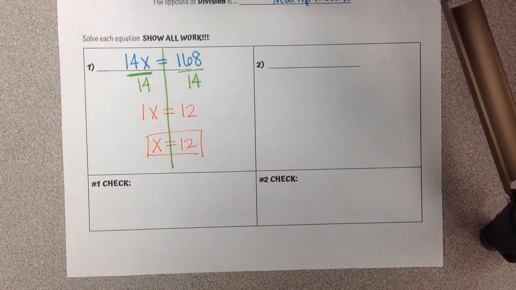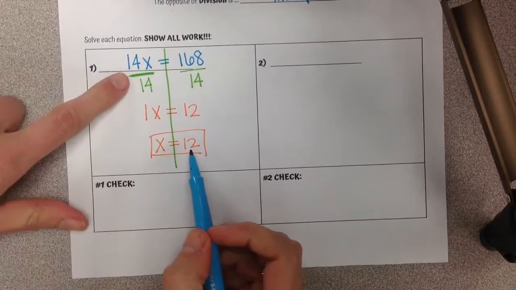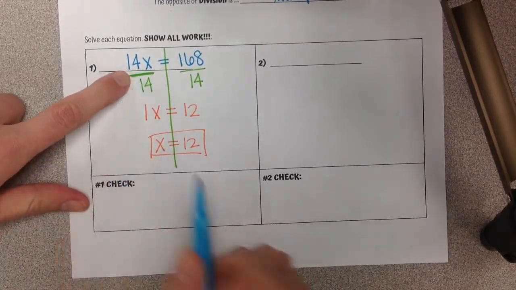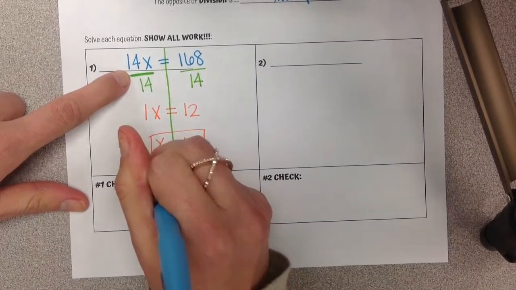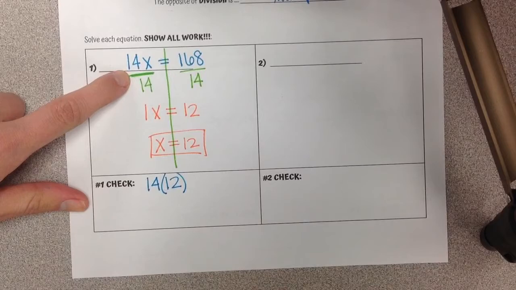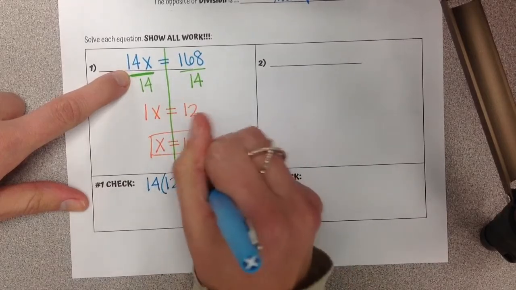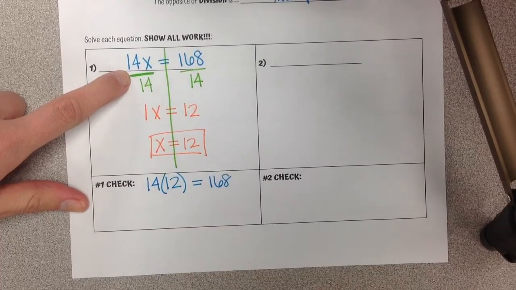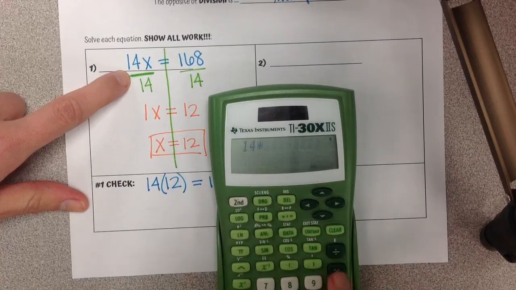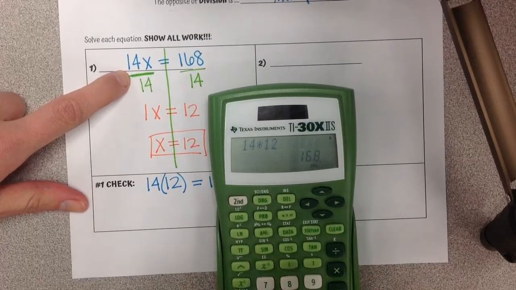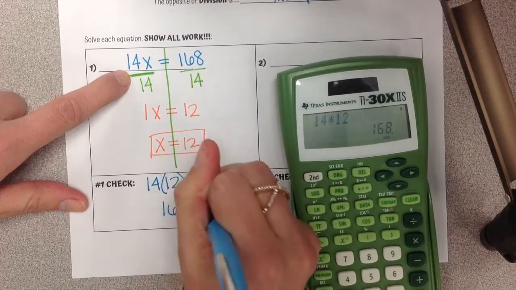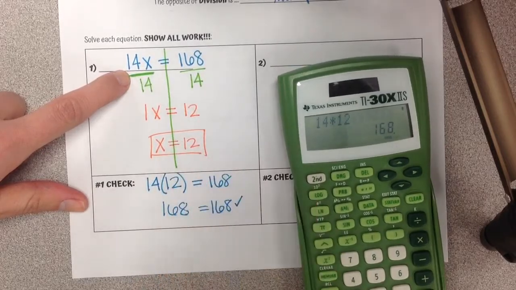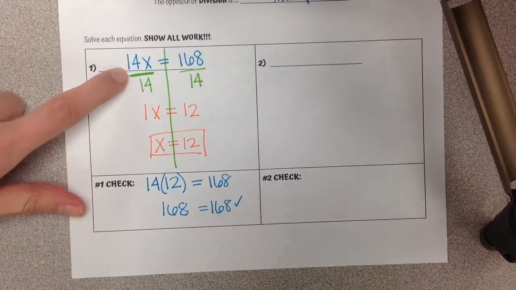And just like we were doing before, we're going to go back and check our answer. So we're going to plug this back into the original problem. Again, remember, this is not 1412. It is 14 times 12 equals 168. Again, we've got our calculator to do that. What's 14 times 12? It's 168. We got the same answer, which means we did the problem correctly.